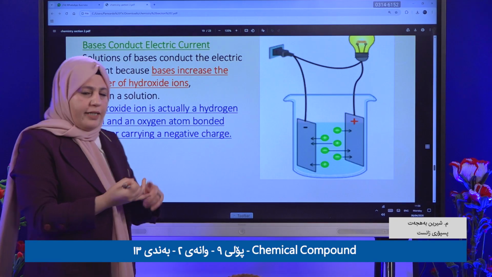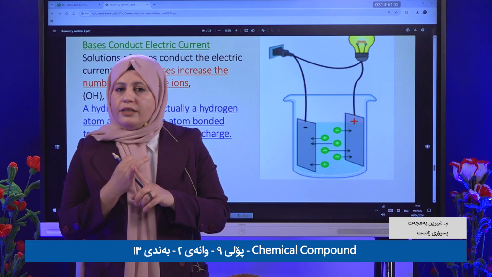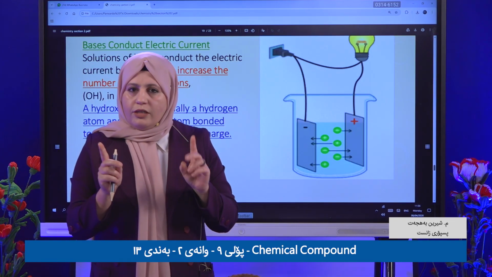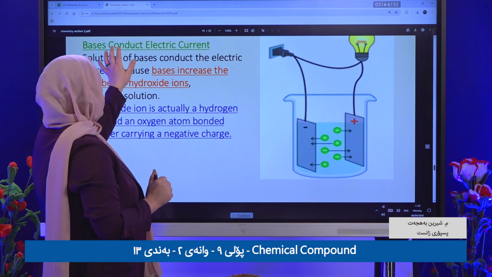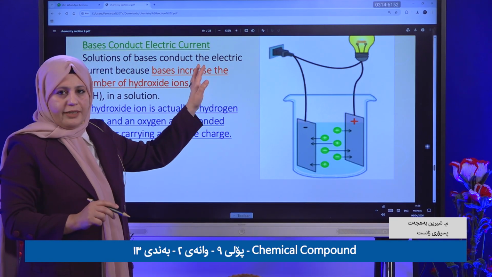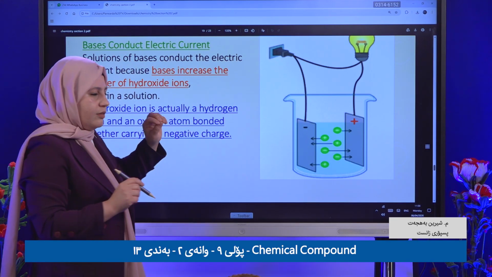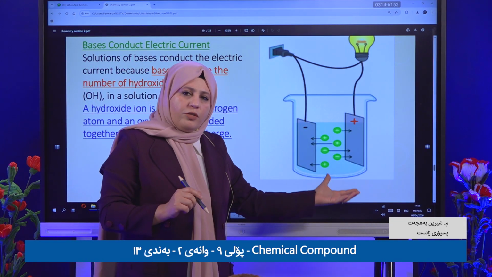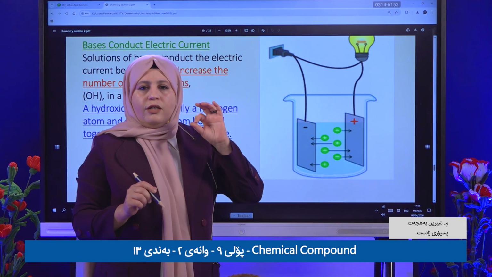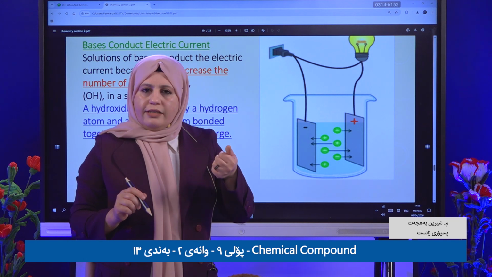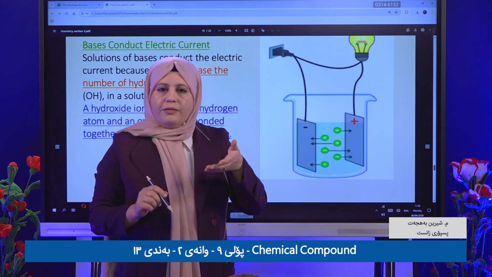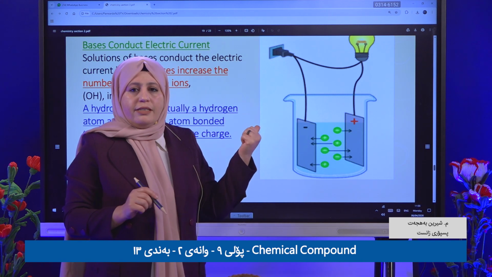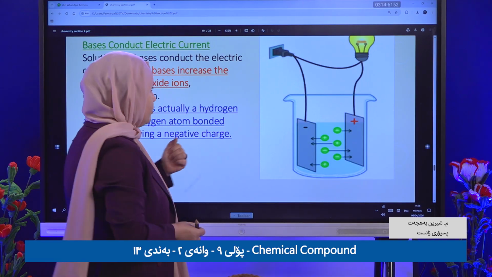That means base and acid both conduct electrical current. Clear, it is very important to know. Why? Because both form which kind of solution when you put them in water? They form ions. Acid increases the number of hydrogen ions, but base increases the number of hydroxide ions. Clear?